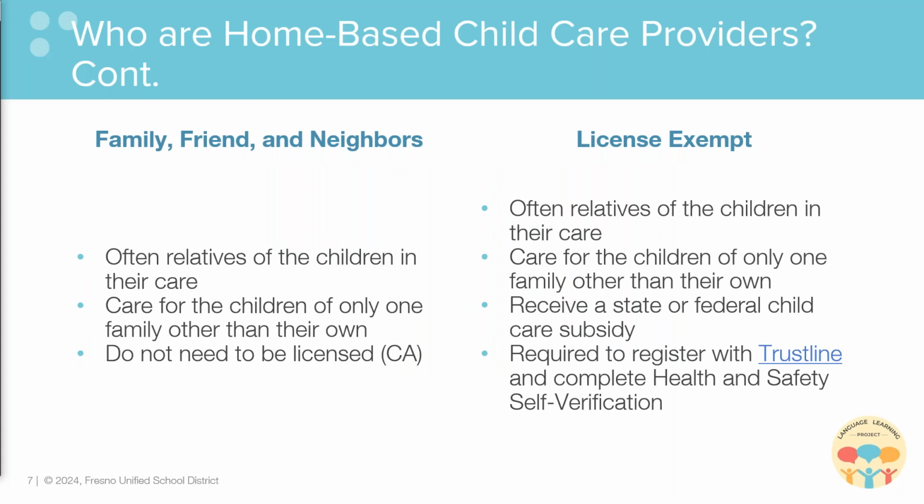We also have family, friend, and neighbors, and license exempt caregivers, and while these terms are often used interchangeably, there are differences between the two. The similarities are that in the state of California, they do not need to have a license to provide childcare. They care for the children of only one family other than their own, and they're often relatives of the children in their care. However, while license exempt caregivers receive a state or federal subsidy and are required to register with TrustLine and complete a health and safety self-verification when they're not a close relative to the children in their care, family, friend, and neighbors, or FFNs, are unregistered and they're often unpaid.